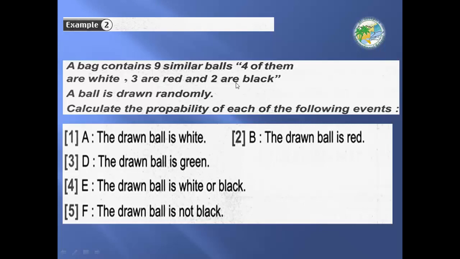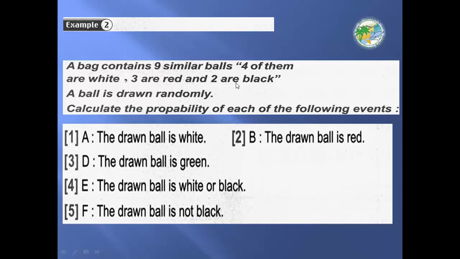You can try to answer in your notebook. In your notebook you can answer this question. After you finish, we can see the solution together. Come on, Primary 6. Write the total number of balls is 9. 4 of them are white. 3 of them are red. 2 are black. Then calculate.